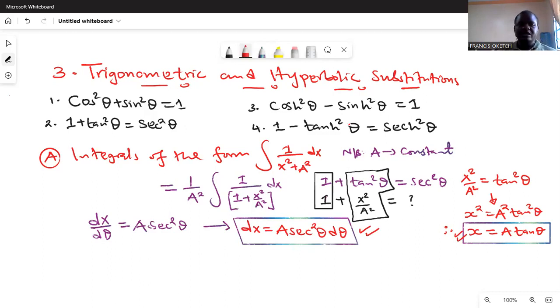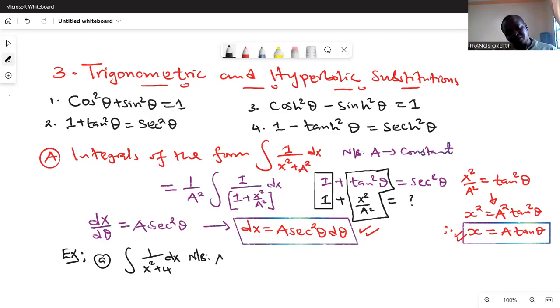For instance, let's say we are asked to evaluate this integral. We can call it the integral of 1 over x squared plus 4 dx. So here, what do you think is our a? In this case, because it is x squared plus a squared, our a must be 2 because a squared is 4. So you can write this, that we take note that a squared is equal to 4. So this means that our a must be equal to 2.